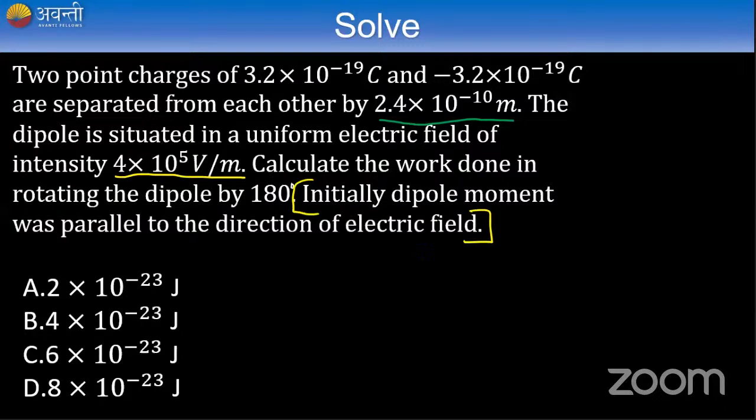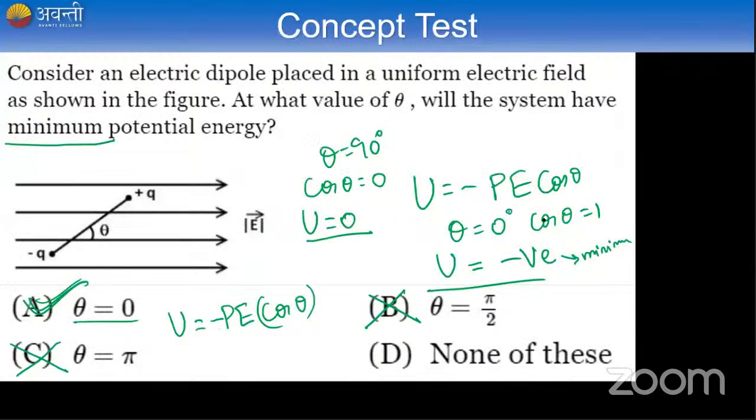So in the previous case, in this question, what was happening? We know U is equal to minus P cos theta. When theta was 0 degrees, my cos theta was 1. Then my potential energy was minimum when compared to the others, right? So U was negative in this condition. When theta becomes 90 degrees, my cos theta will be 0, then U will be 0. So if your theta is 180 degrees, then you will get U as the maximum, the highest one.